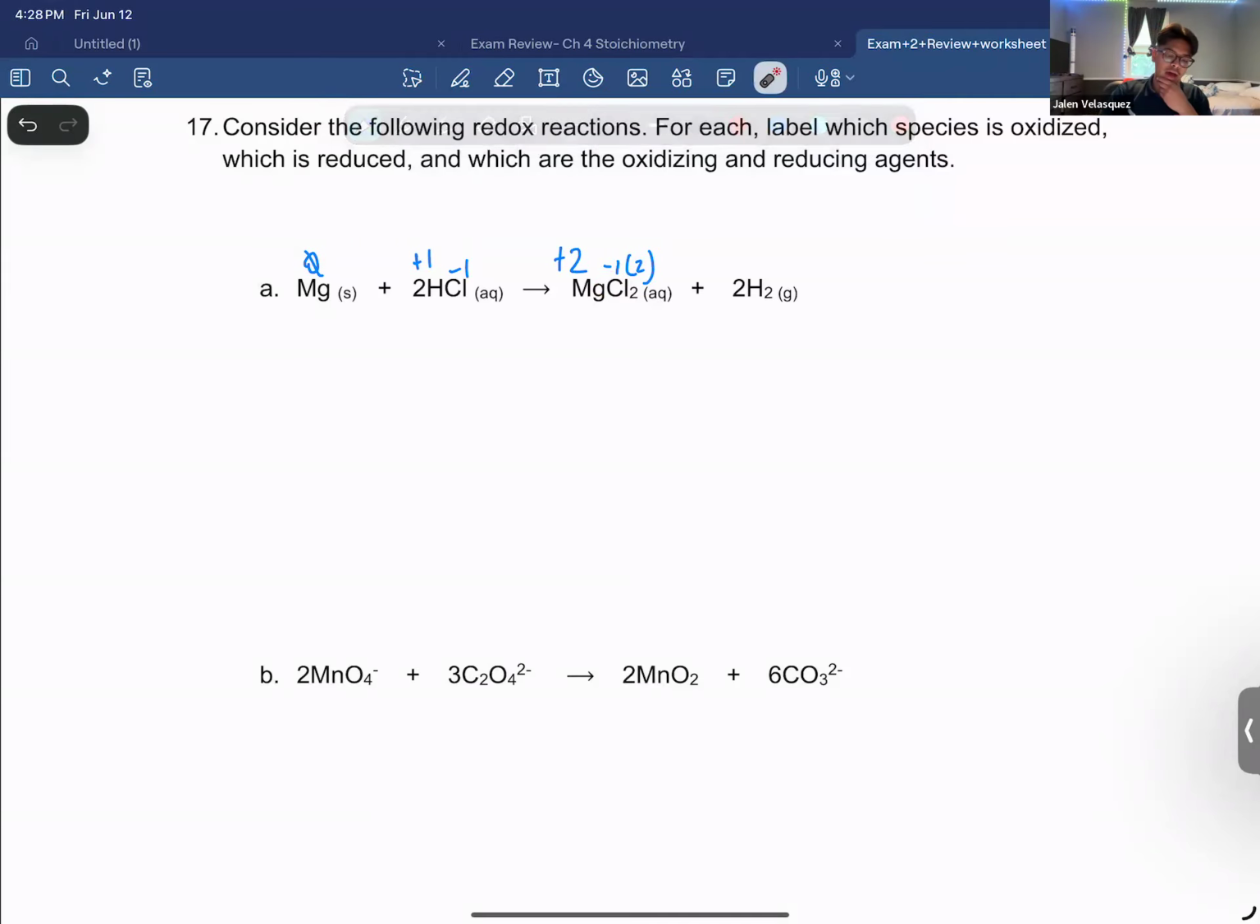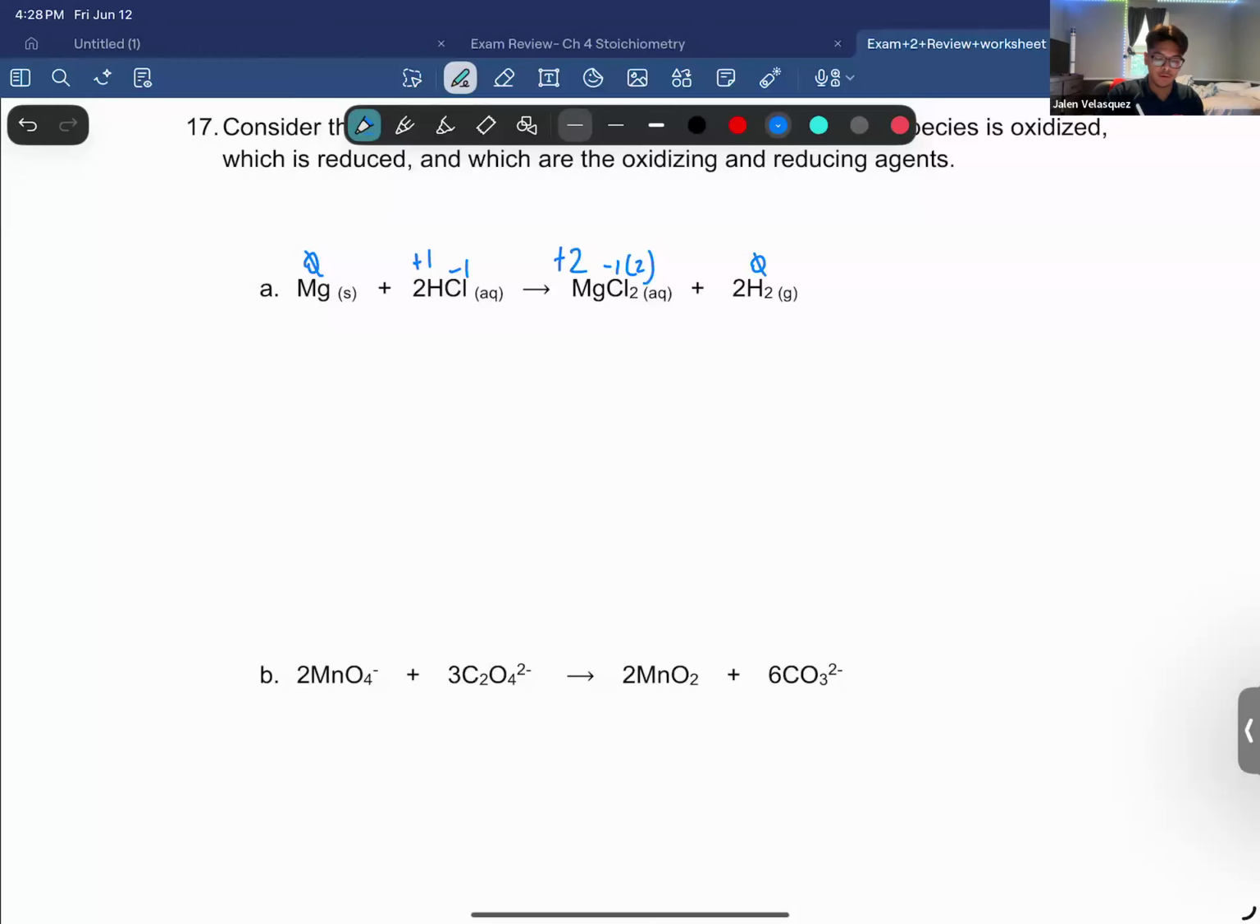Okay. Then we have hydrogen gas. Remember H2? This is the elemental form of hydrogen because it's one of the diatomic elements. And again, when you have a free element, the oxidation number is zero. So H2 is zero.